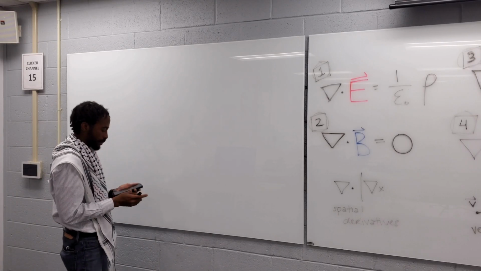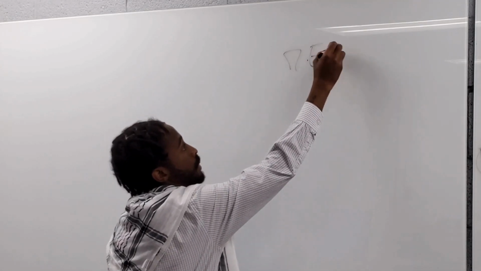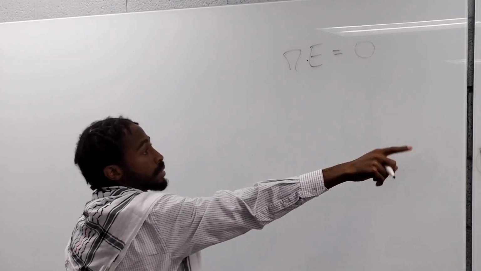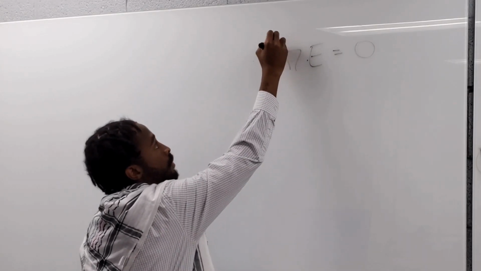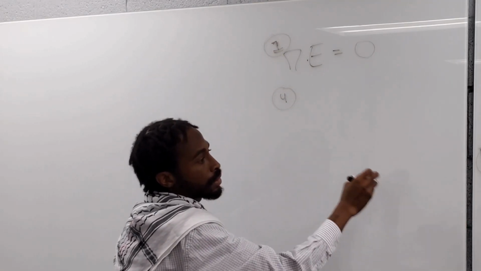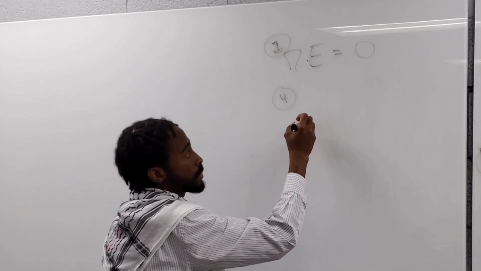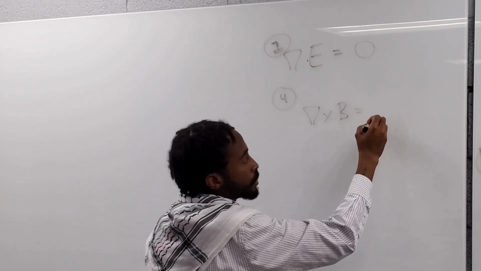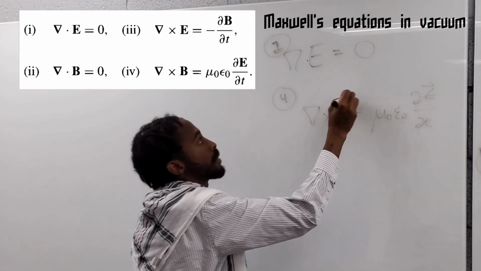This is in vacuum. And in vacuum, the first one becomes del dot E equals 0, because in a vacuum, there are no electric charges. So 0 times 1 over epsilon naught is 0. Also in vacuum, there is no electric current density. So mu naught J goes to 0. So then you have del cross B equals mu naught epsilon naught dE dt, vector, vector, vector.